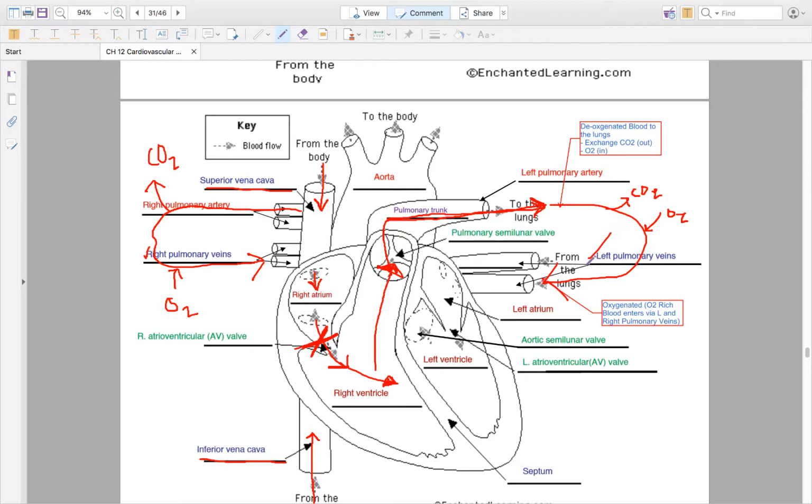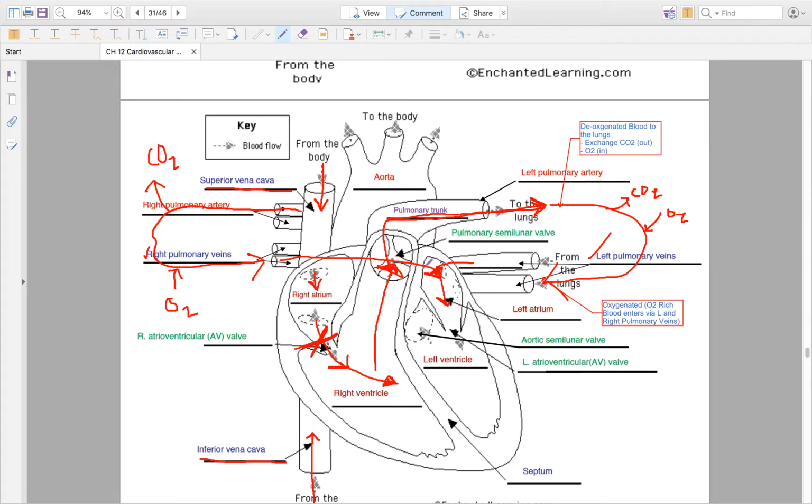And where does it go next? It goes from both sides. It's going to enter right into the right atrium, right here. It's going to come from this side, and technically it's going to come also from this side and dump into the left atrium. Okay, so now we have oxygen-rich blood in the left atrium, and it's time to take that oxygen-rich blood and get it back to the body, and that is the next step.